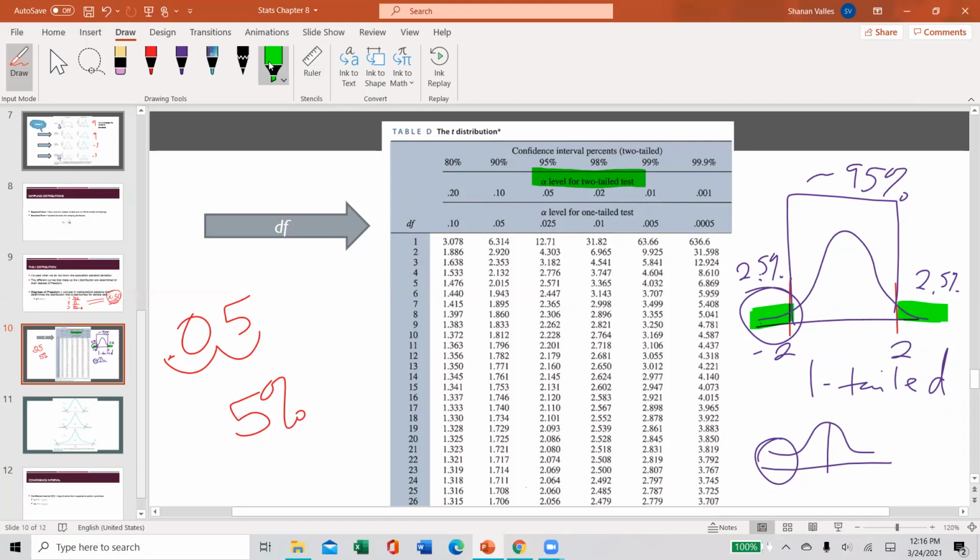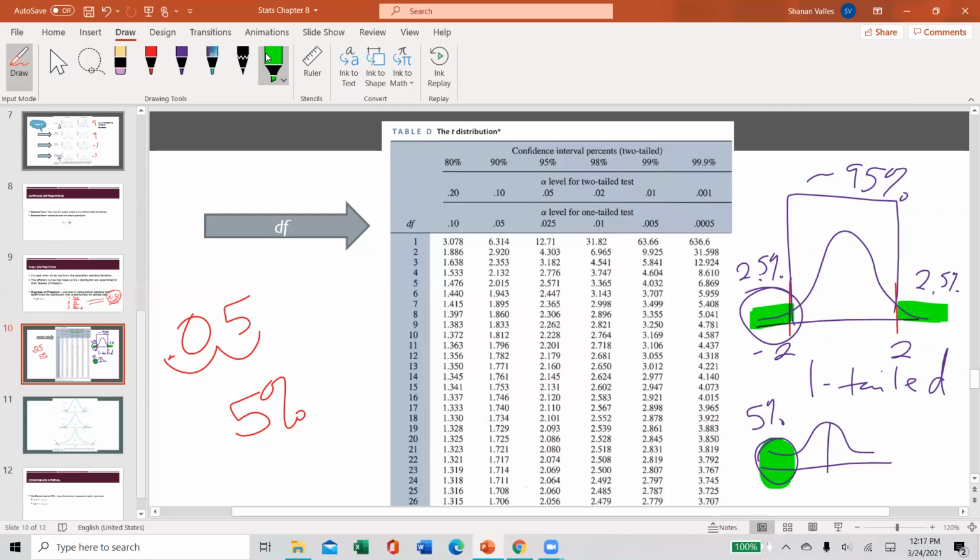If we were looking at a one-tailed test, we're only looking at all the 5% on one end. Okay. So this will make more sense. I promise it'll become clearer and clearer as we move along. Okay.